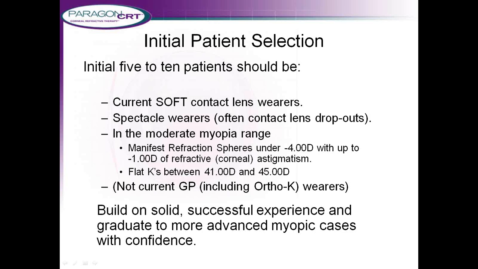Keep the refraction and the keratometry within the moderate myopia range. Refraction should be under 4 diopters with less than 1 diopter of corneal astigmatism, and your keratometry should be between 41 and 45 diopters. Please do not attempt current gas perm wearers or patients who are currently wearing other ortho-K designs. Your initial patient selection will be built on solid, successful experience before you would attempt more advanced cases.